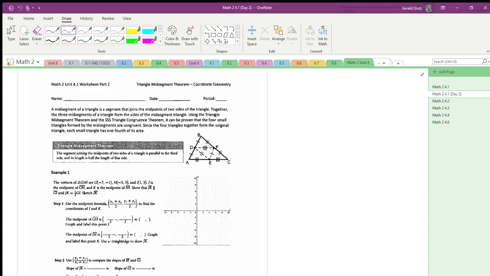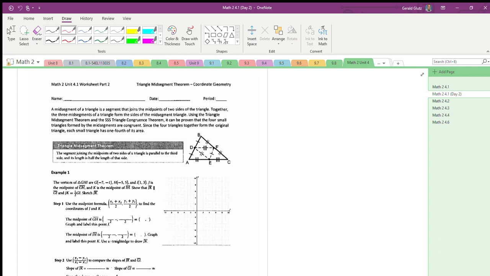Okay, so today, this section, we're talking about the same thing that we talked about last section. So this is day 2 of fourth one. So we're still talking about midsegments of triangles. However, in this assignment, we are going to have to prove 3 things for each example. We're doing 3 examples, and in each of those examples, we have to prove 3 things.